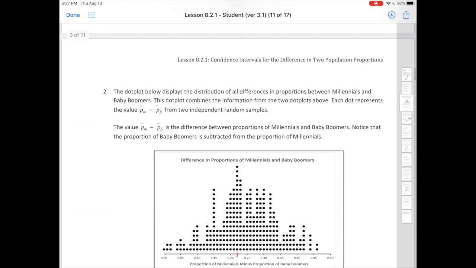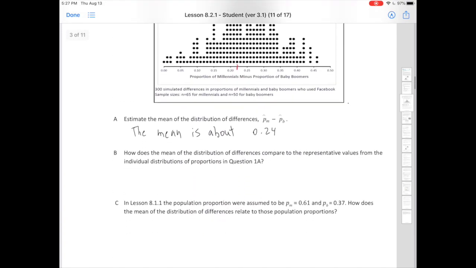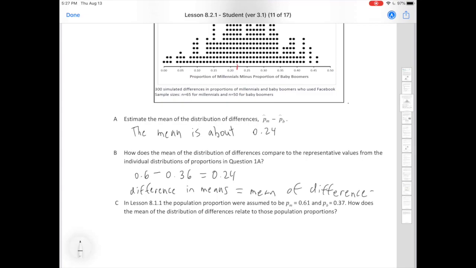Well, 0.6 minus 0.36 is equal to 0.24. Okay, so what that means is the difference in the means equals the mean of the differences. Okay? Difference in means equals mean of differences. That's sort of the big idea here.